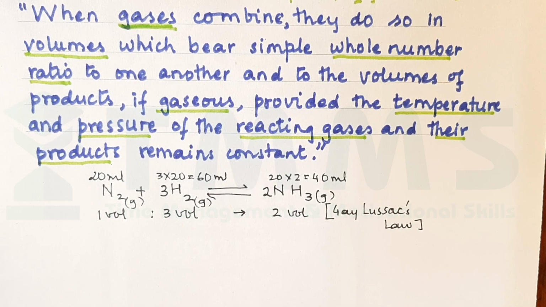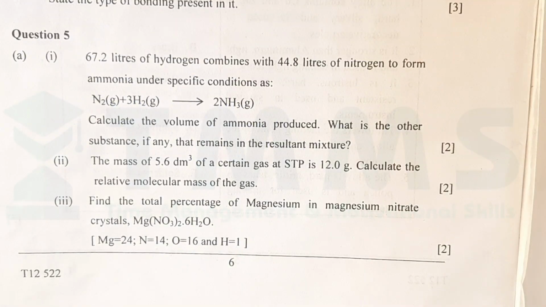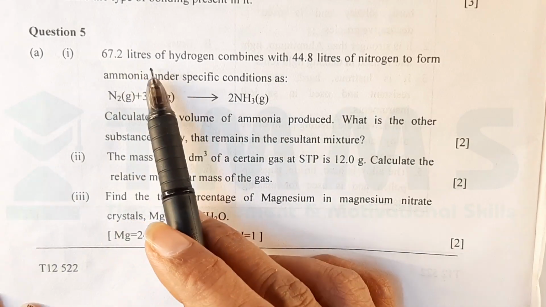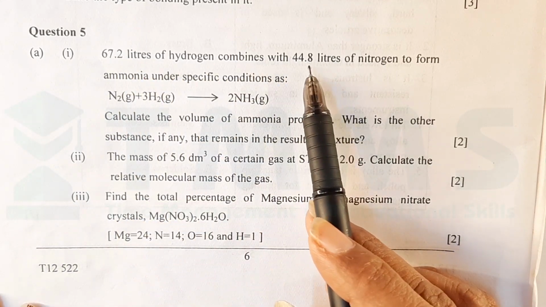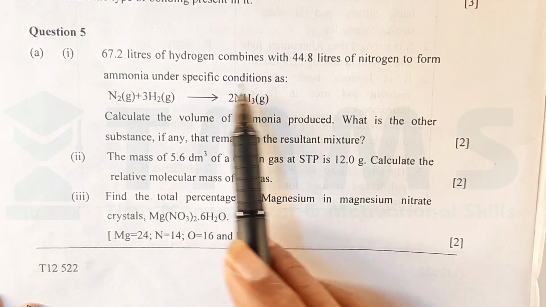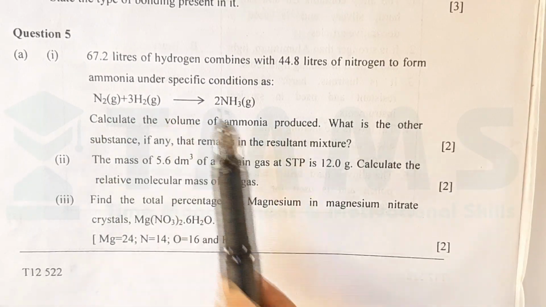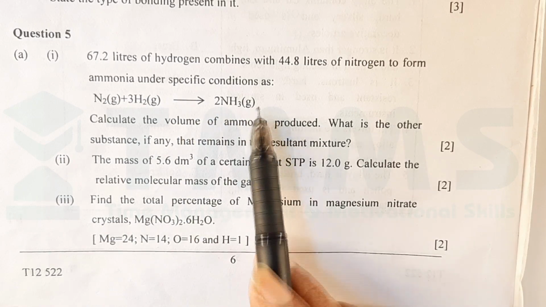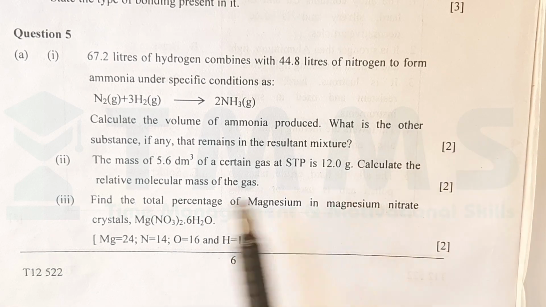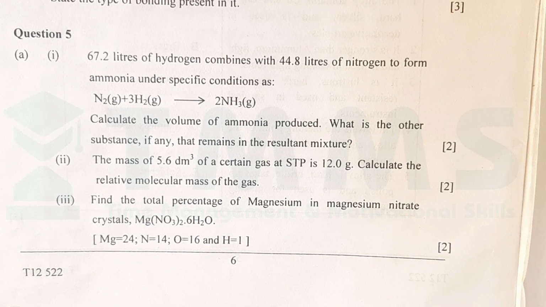Now, let us take proper questions from ICSE examinations. This is a 2012 question, question number 5A. 67.2 liters of hydrogen combines with 44.8 liters of nitrogen to form ammonia under specific conditions as N2, which is a gas, plus 3H2, which is again a gas, gives us 2NH3, which is again a gas. Calculate the volume of ammonia produced. What is the other substance, if any, that remains in the resultant mixture?